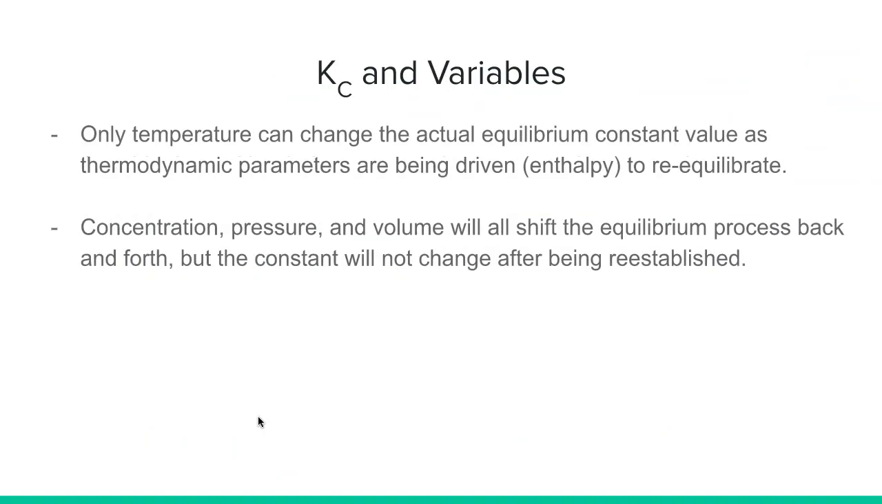Okay, so to wrap this up briefly, let's talk about Kc and variables, because that's what we just went through. It is important to remember that only temperature can change the actual equilibrium constant value, as thermodynamic parameters are being driven, enthalpy in particular, to re-equilibrate. Right? So concentration, pressure, and volume will all shift the equilibrium process back and forth, but the constant, meaning the Kc value, will not change after this is reestablished. It will simply move around until the ratios are correct and that Kc value can be reestablished.